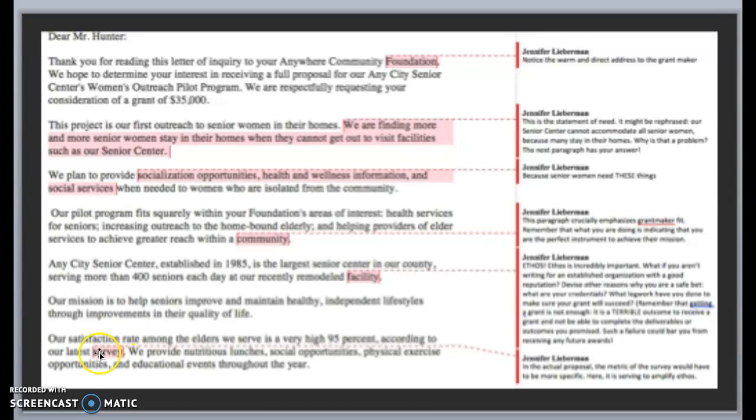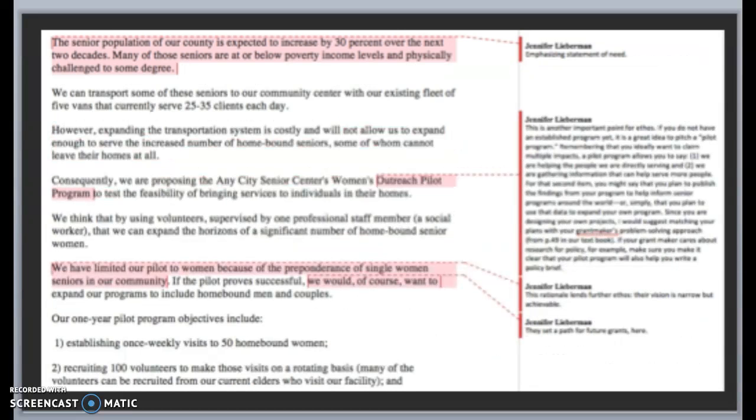So moving down to this bottom paragraph here, our satisfaction rate among elders we serve is a very high 95% according to our latest survey. In your actual grant, you'll need to be more specific about that survey. How was it evaluated? Why should we trust that survey? You're going to need to be specific about your assessment techniques, but we'll talk about that in Module 4. Moving on in the letter.